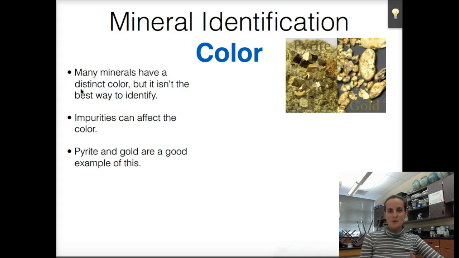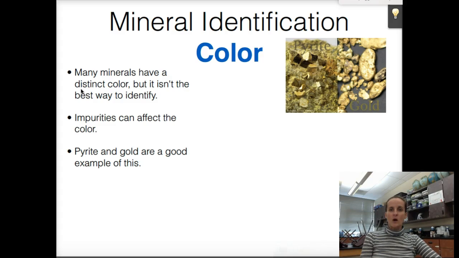But the first way to identify a mineral is just by looking at it. We make observations of everything we see, and so when you look at it, it has a color. Okay? Now, color's great. It can be very helpful, but it's not exactly the best identification tool. And I put a picture up here of gold and pyrite because you've heard of fool's gold. Pyrite is a mineral that's called fool's gold because, by color, it looks just like gold.